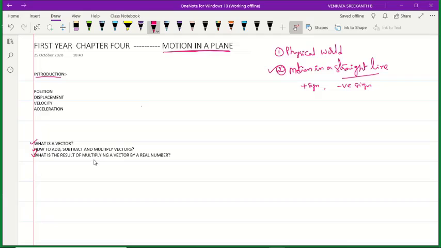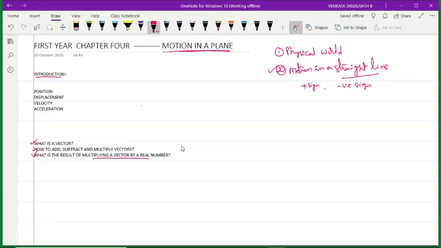What is the result of multiplying a vector by a real number? Whenever a vector is multiplied with a real number, what is the resultant value? All these questions we will learn in this vectors concept. Along with that, we are going to expand the equations of motion in vector formation. My dear students, in your motion in a straight line chapter, we never discussed vectors. Simply, we discussed whether it is a vector quantity or scalar quantity, but we never discussed the concept in more depth.